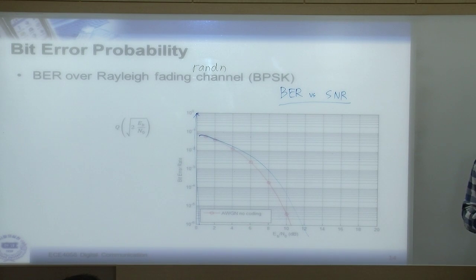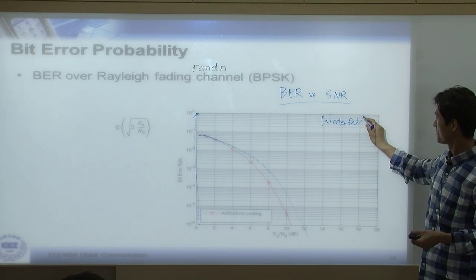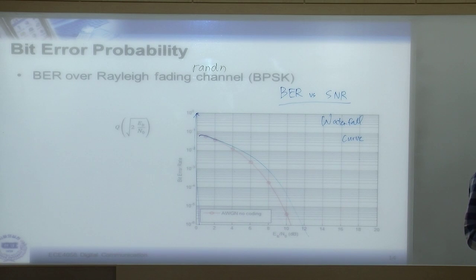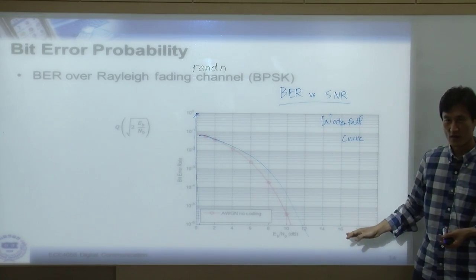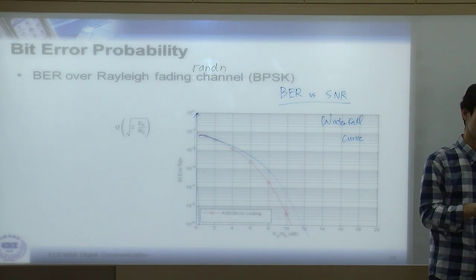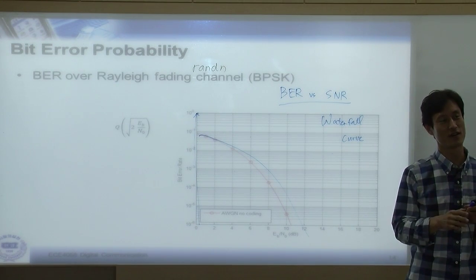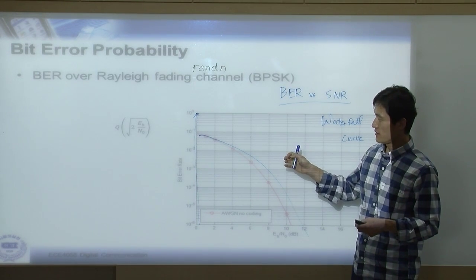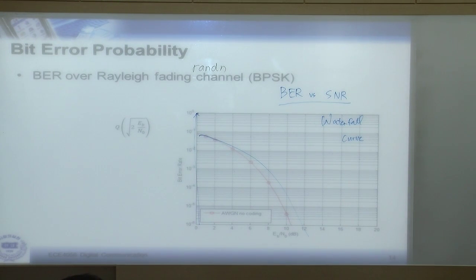This is what we call a waterfall curve. It's not important, but it always looks like this. Always. It always goes down, because as SNR goes up, of course the bit error rate goes down. Always. It never goes up. If it goes up, something is completely wrong. So this is the output we want to get from that simulation.